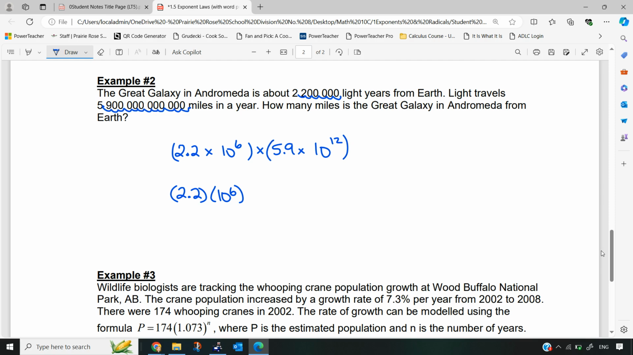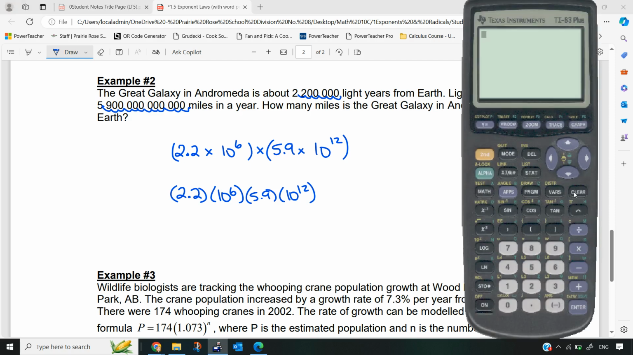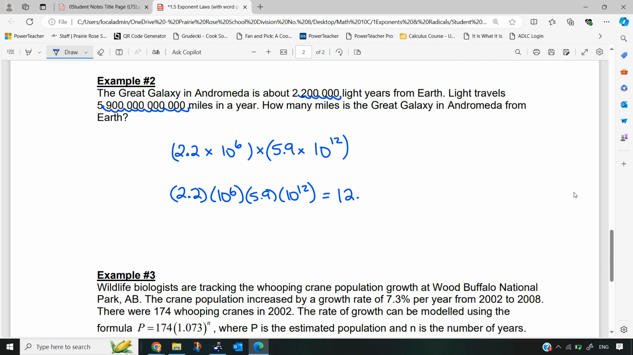And again, that can be written as 5.9 times 10 to the 12. So using our exponent laws, because we have 10 to the 6th and 10 to the 12th, we can combine those. All we need to do on our calculator is 2.2 times 5.9, which is 12.98, and then 10 to the 6 plus 12, which is 18. So that would be 12.98 times 10 to the 18 miles.